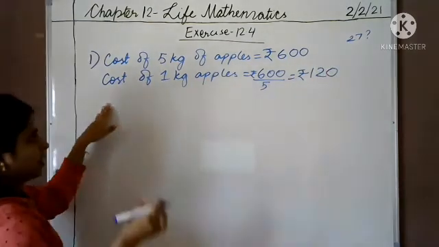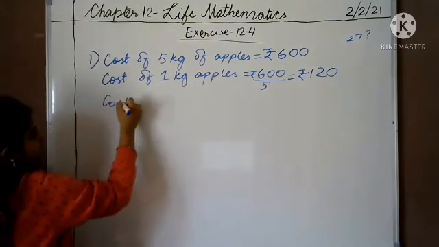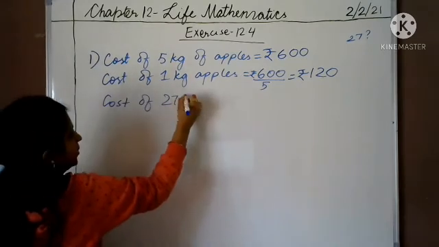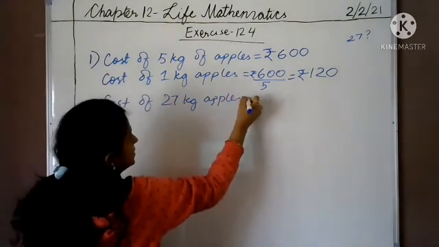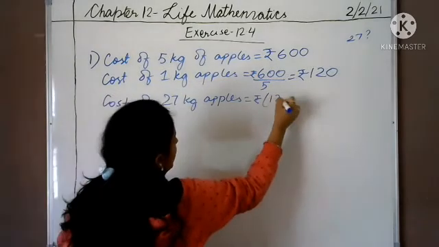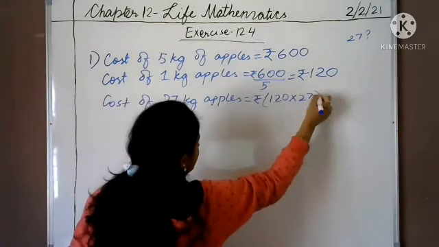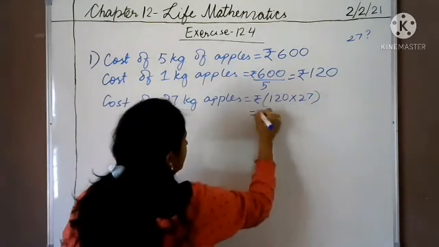Now next, अब 1 का आ गया तो हम निकाल सकते हैं इजीली, cost of 27 kg apples is equal to rupees 120 multiplied by 27. So let's multiply.